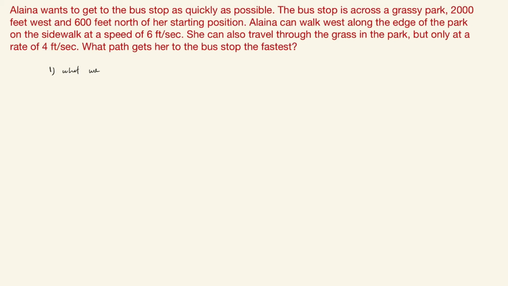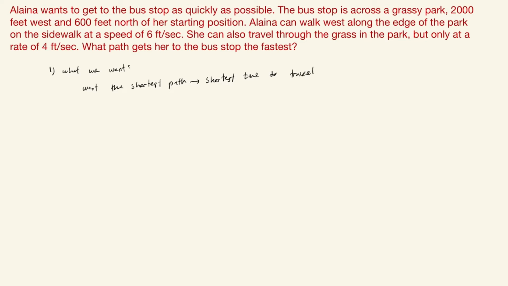So this is an optimization problem. There are 4 steps we need to take. The first step is what we want. Here we want the shortest path. The shortest path means the shortest time that Alaina travels from her starting position to the bus stop.